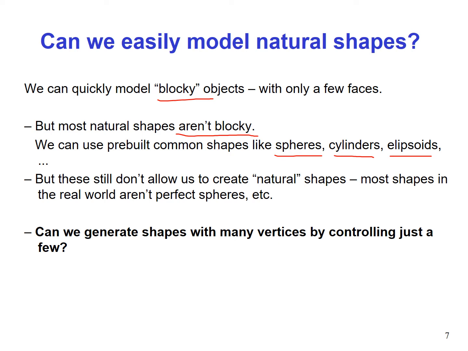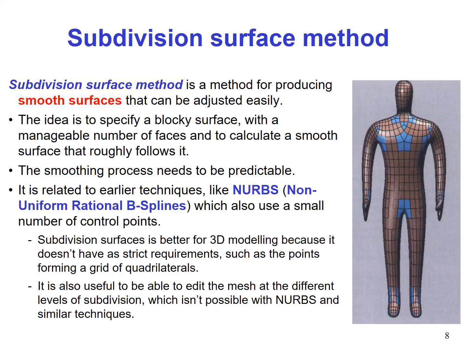So can we generate shapes with many vertices by controlling just a few? Although we cannot place hundreds and thousands of vertices, we can move a few vertices around. So if we are able to control the shape of the remaining vertices by just moving a few vertices, this would be a feasible process. One such method is the subdivision surface method, which can generate complicated shapes just by moving a few vertices or just by deciding a few vertices.